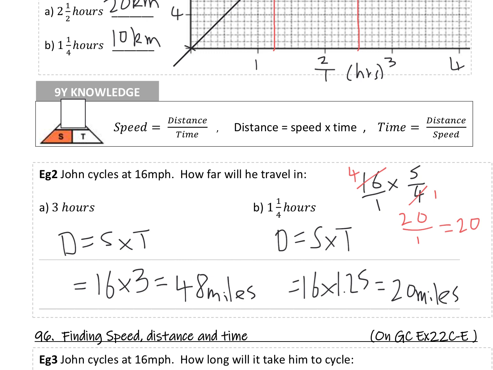Just to summarize then, if you're looking to work out distance, cover it up, and it's speed times time. If you're looking to work out speed, you cover it up and you can see it's distance over time, that little triangle. But you must learn the triangle DST.